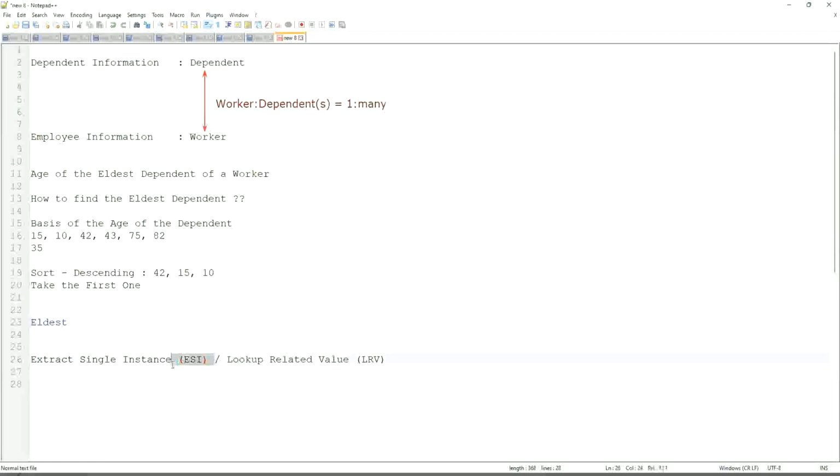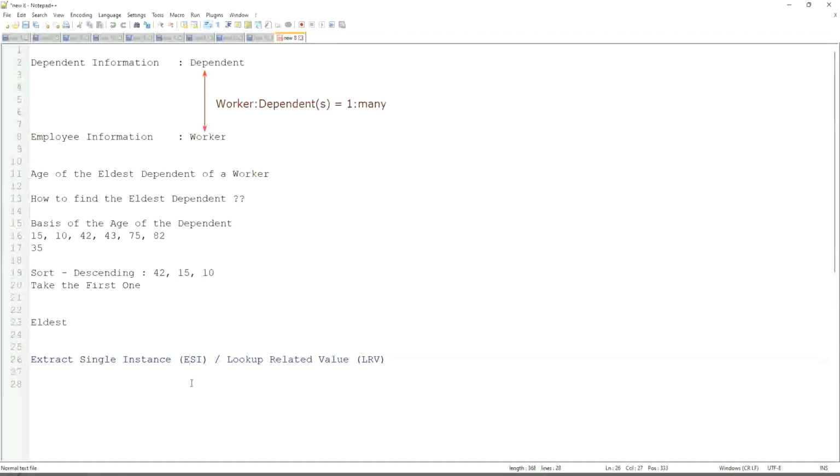We typically do not only leave with ESI. Once we extract the ESI, we use it to get some value. That's the LRV. Like here, we are going to get the age of the eldest dependent. The eldest dependent will be returned by the ESI. Right, and the age of that eldest dependent will be an LRV. Right. This will be a very, very common question.